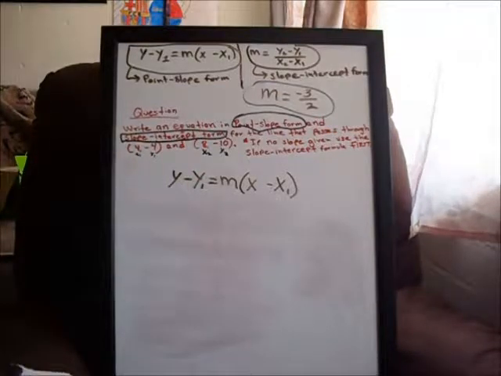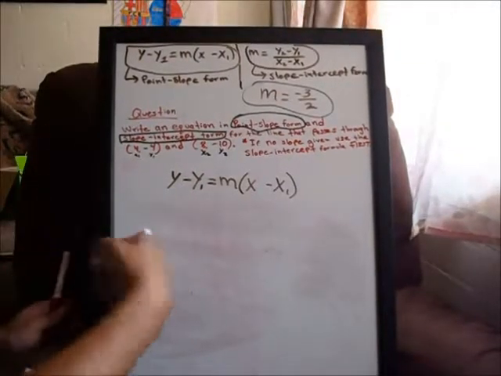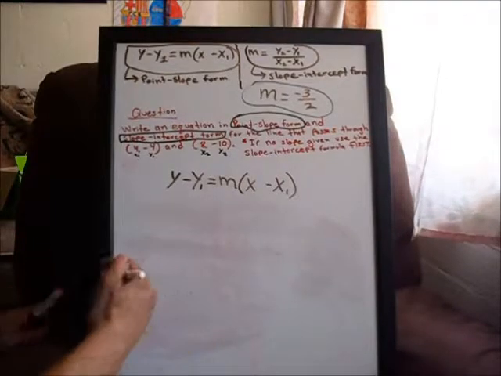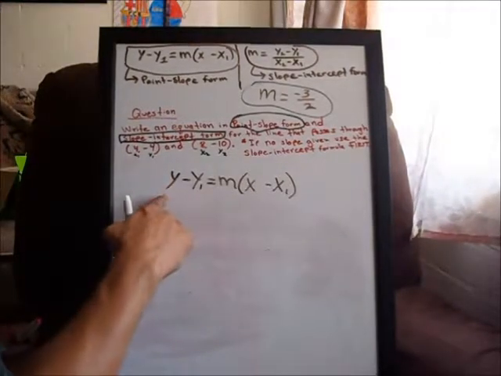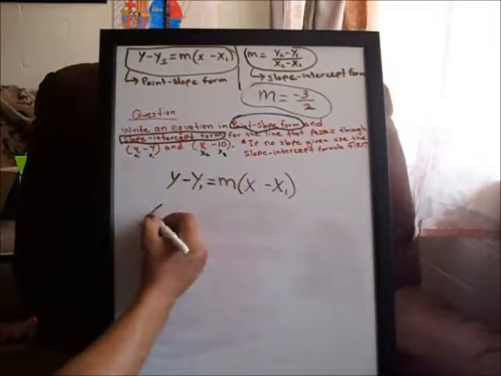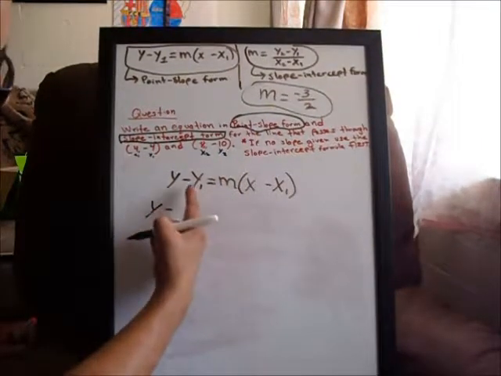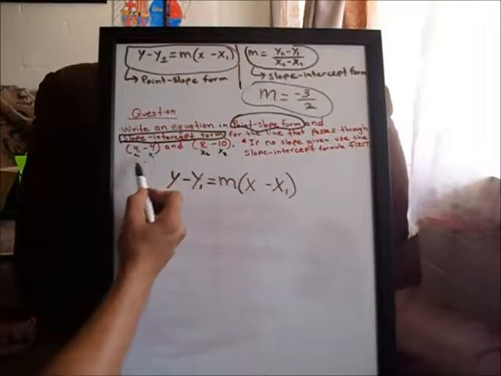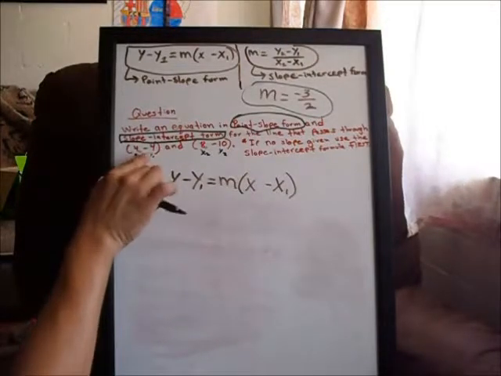And we start substituting the numbers, or plugging in the numbers. This y doesn't have anything, so we don't bother. We just bring it down. Minus, what's y1? Where's y1 in our question? Which is this one, negative 4.